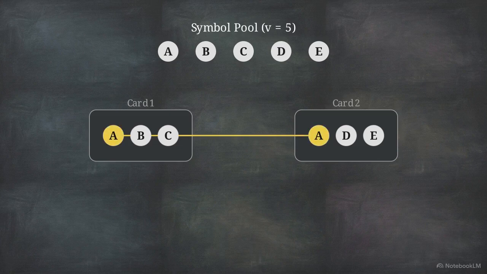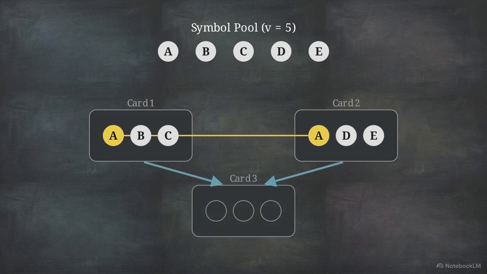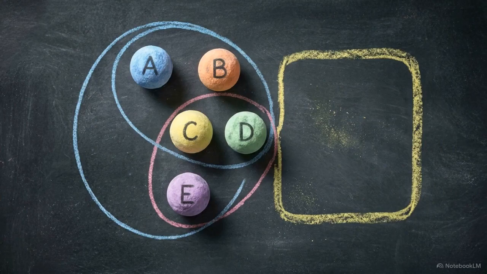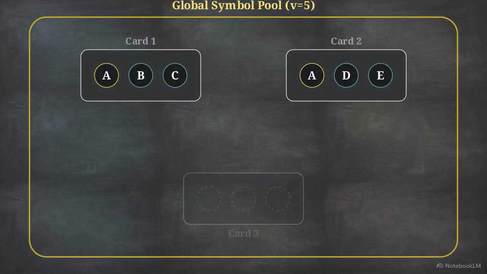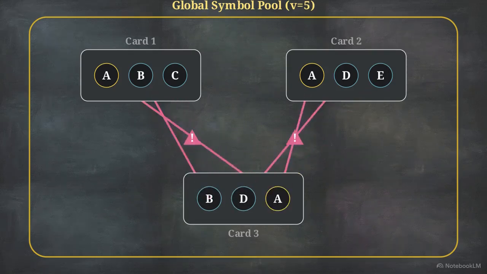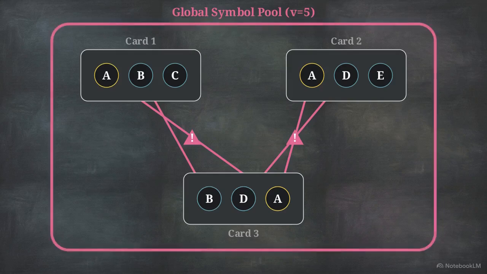Now try to build a 3rd card. It must connect to both of these previous cards. But it cannot reuse the letter A, because then all 3 cards would share A, creating too many overlapping connections in the total system. Here is the bottleneck. The first 2 cards completely exhausted all 5 available letters. A new card must pull a letter from card 1 and a letter from card 2, but doing so instantly forces a double match somewhere. Our local choices are trapped by a rigid global limit.